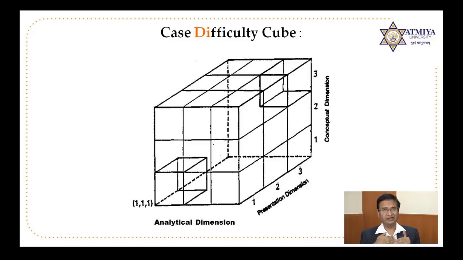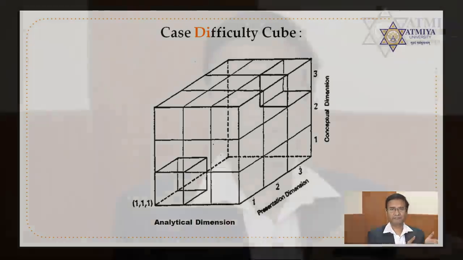So the degree of difficulty you can keep according to the type of audience, whether the case is utilized for the undergraduate or whether this case is utilized for the postgraduate. So accordingly you will decide the degree of difficulty. That is the analytical dimension.